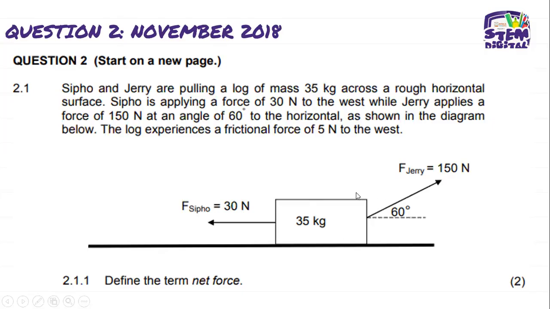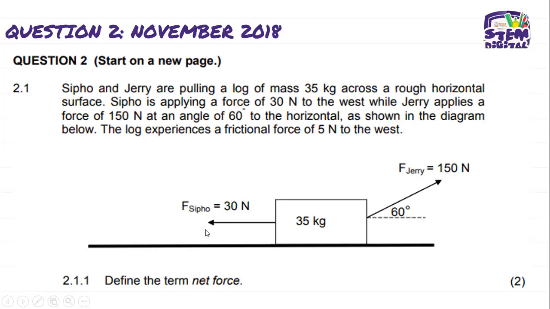Number 1, we have the force of gravity that is going downwards. Then this log is on a surface, so we have the normal force acting on the object and it is going upwards. Then we have the frictional force acting on the object, right? Because it's on a rough horizontal surface, and that force is 5 newtons.